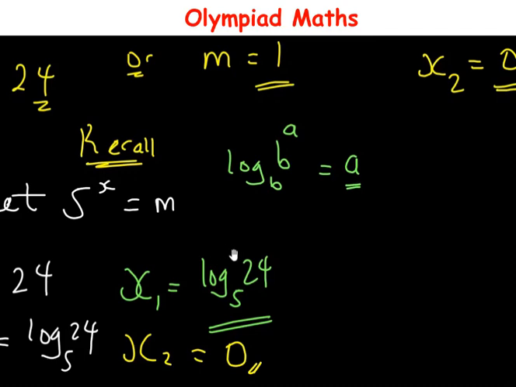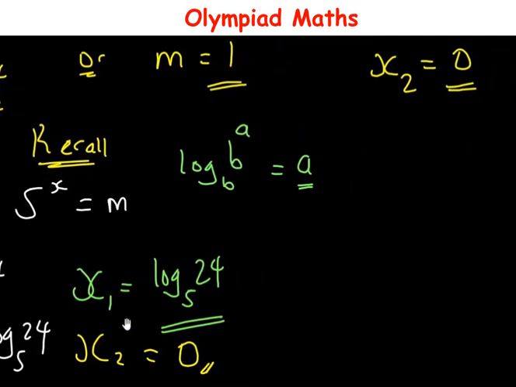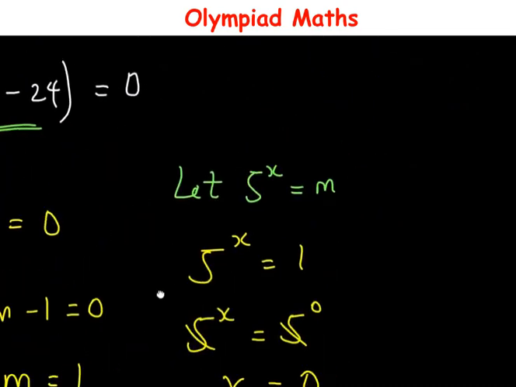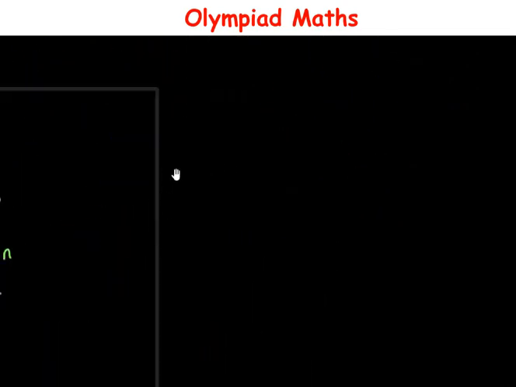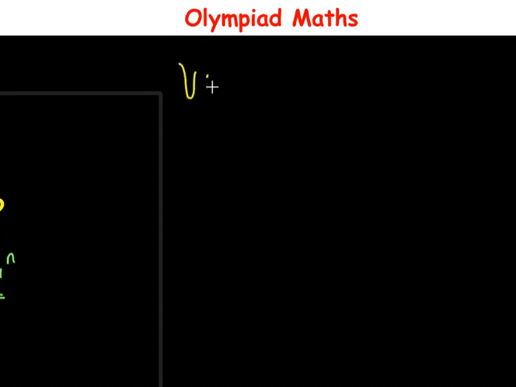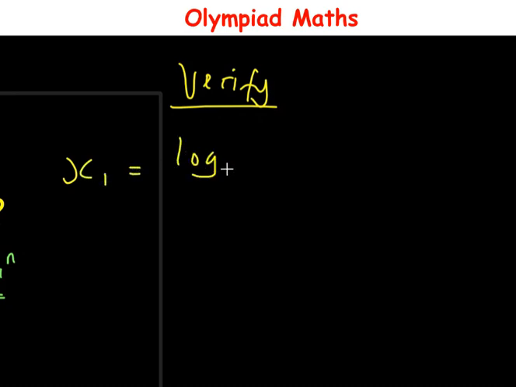Good. So the next thing is to then verify whether these two solutions of x are the correct solution. So right here, let us verify this out. So verify. The first value of x, x1, is equal to logarithm of 24 base 5. The second value of x, x2, is equal to 0.